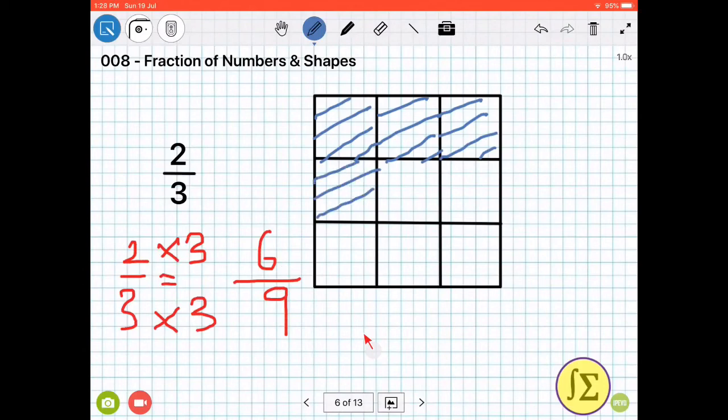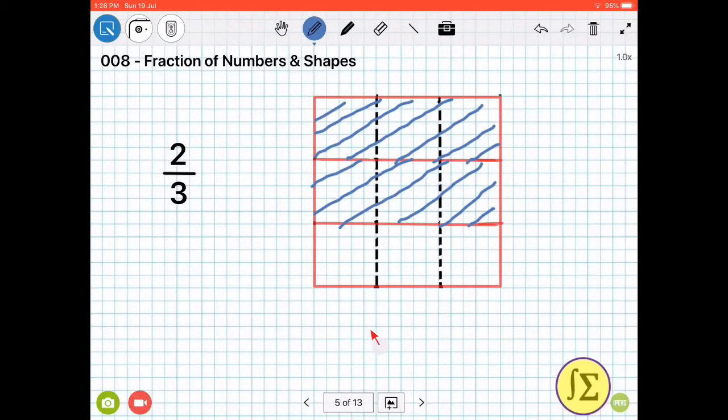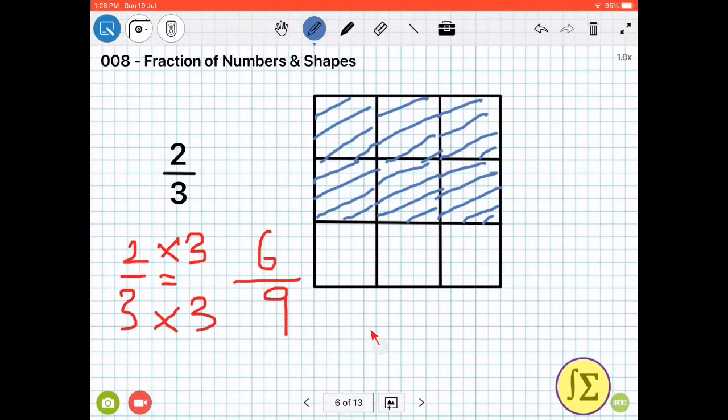3, 4, 5, and 6. Okay? If you compare this with what we did earlier, you'll see that the area hatched is the same. Right? Next, we'll look at a couple of sample problems.